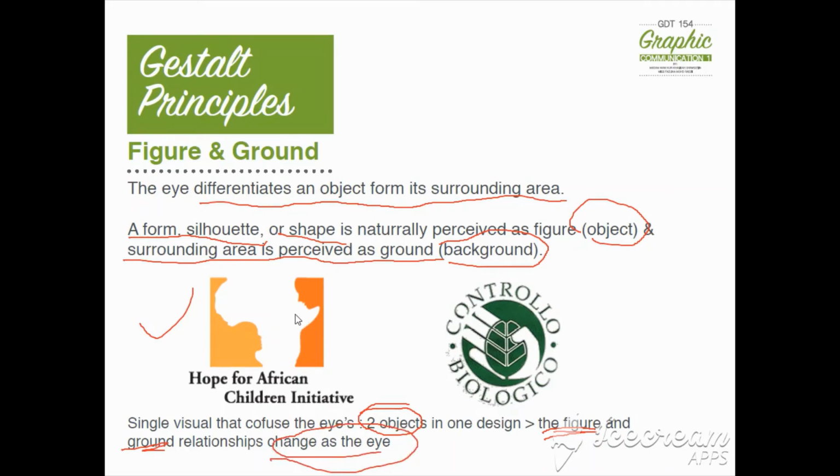Macam ni kita nampak contoh Hope for African Children Initiative. Ini adalah map African, tetapi di sebalik itu dia dah modify sikit dan kita nampak kanak-kanak dan juga ibu. So Hope for African Children Initiative, dia ada figure and ground. Figure dia adalah human dan groundnya adalah map African. Contoh di sebelah ini pula adalah dia punya figure adalah tangan, ground dia adalah bulat dan juga leaf.